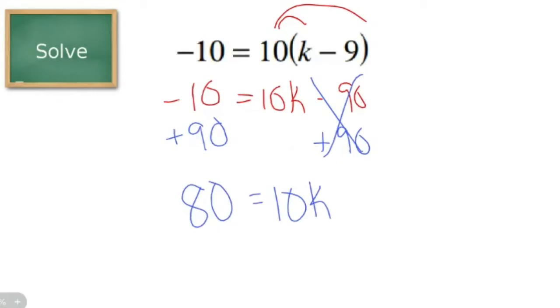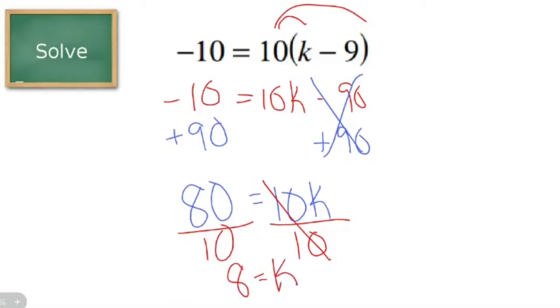10 is being multiplied to K. So I'm going to divide both sides by 10. Divide both sides by 10, cross it out. 8 is equal to K. Ooh, but I hate the way that looks because 8 is on the left and K is on the right. So I'm going to make it K equals 8.